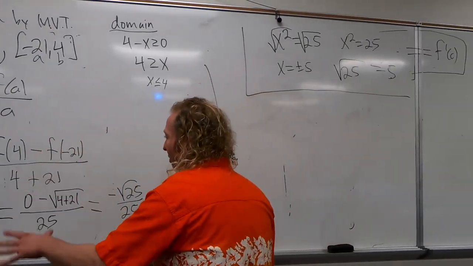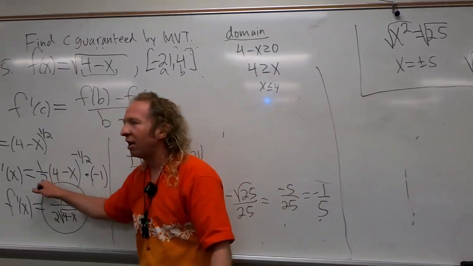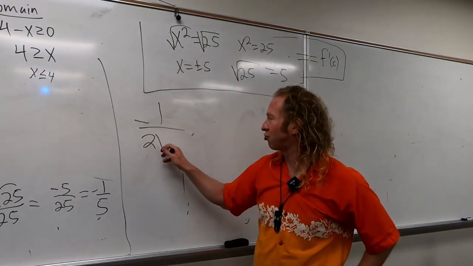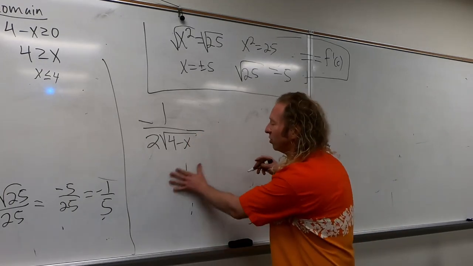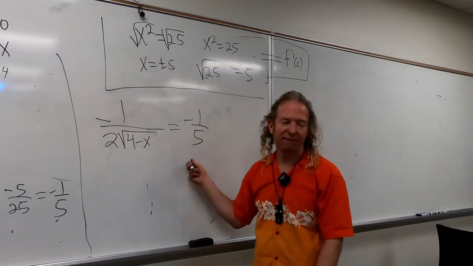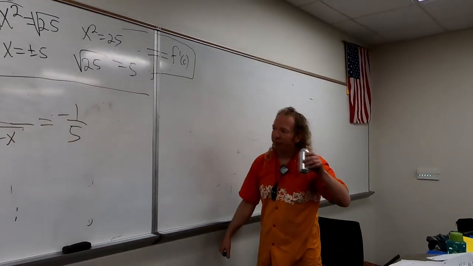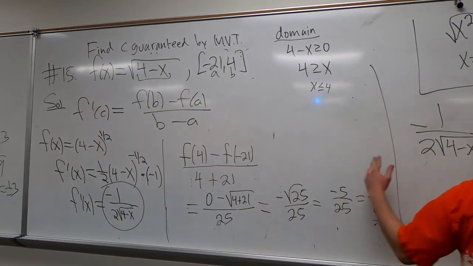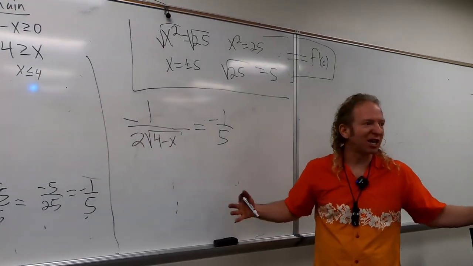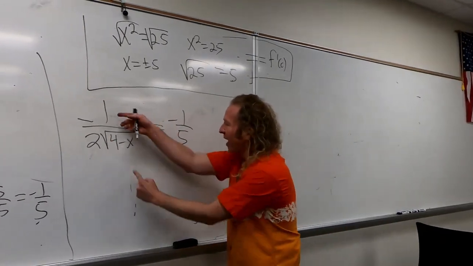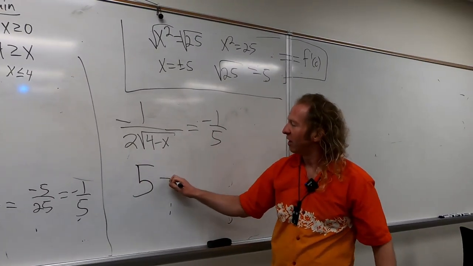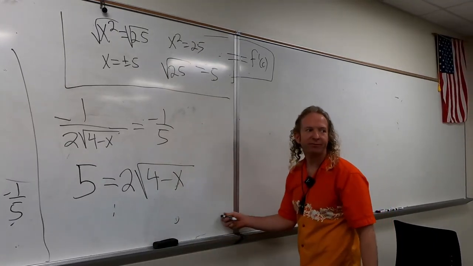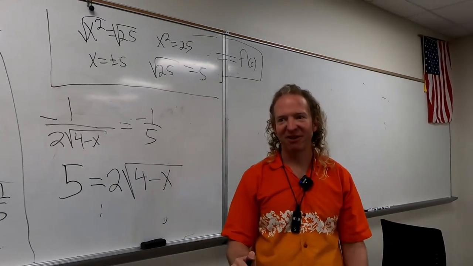All right, so now we're almost there. We just take this and we set it equal to what in this case? Negative 1 over 5. Good. That means you understand. So we have this equals negative 1 over 5. Cross multiply. And we can get rid of the negatives too, right? Because negative times negative is positive. So that's a 5. It equals 2 square root 4 minus x. Yuck, right? What a ridiculous answer. It's really nasty.